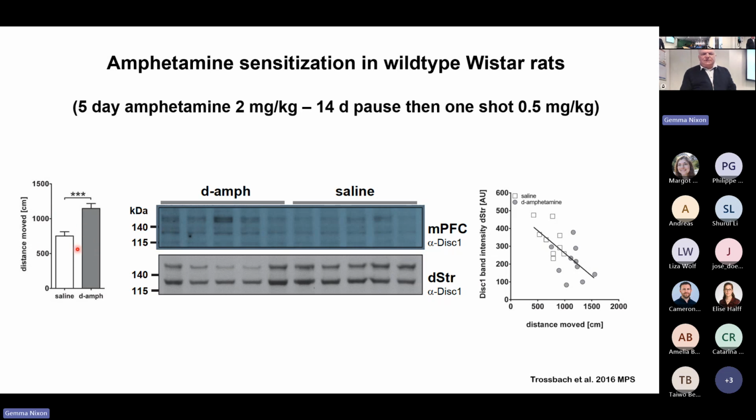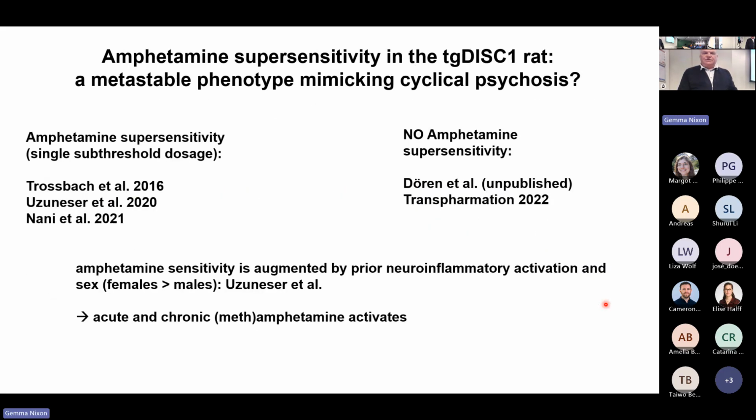The difference is significant in this stratum. And this is also shown here, this inverse correlation of the aggregates and the behavioral testing for locomotion. So dopamine is another stressor that can cause endogenous DISC aggregates.